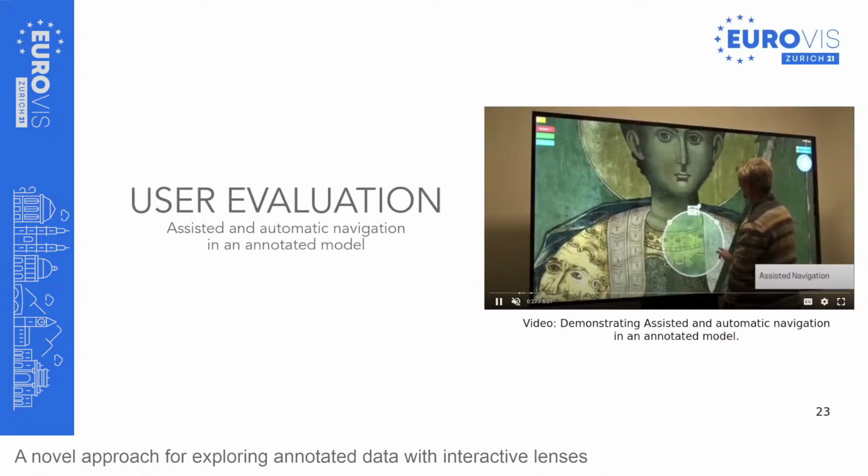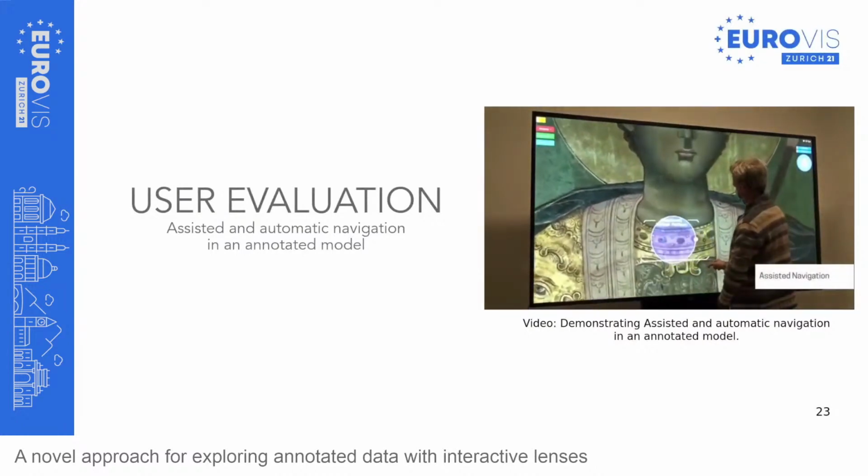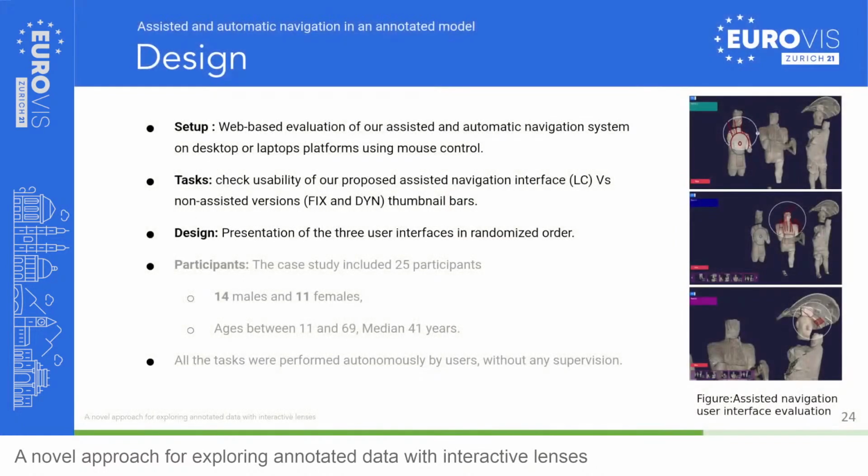We performed a user study to assess the effectiveness of our approach in a use case in the cultural heritage domain. All our tests were performed in the same web-based setup and with the same participants as in the previous study. People were asked to explore at their own pace an annotated sculptures dataset. They used 3 different interfaces: our assisted navigation, and 2 options using thumbnail bars to select target annotations. The tests were repeated, presenting the 3 interfaces in randomized order.